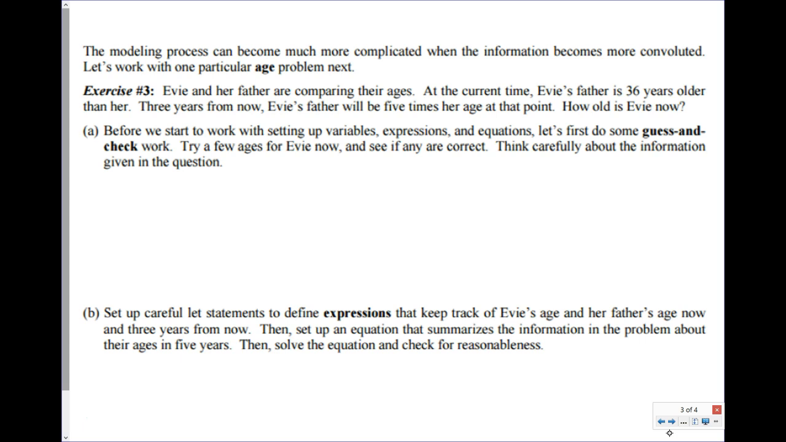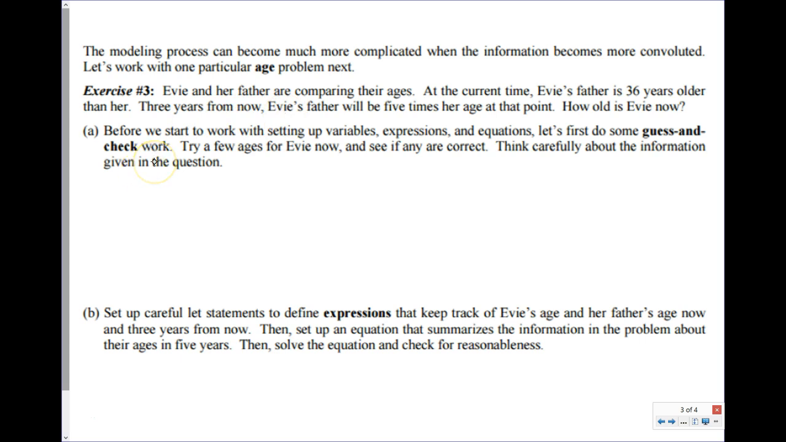So exercise 3 says Evie and her father are comparing their ages. At the current time, Evie's father is 36 years older than her. 3 years from now, Evie's father will be 5 times her age at that point. How old is Evie now?